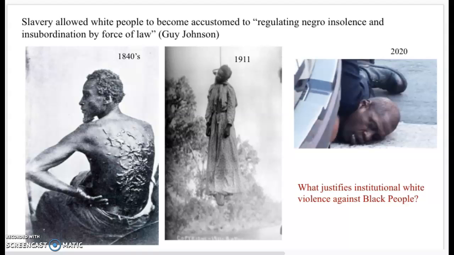The types of things that could get you lynched in the early 20th century: looking someone in the eye, a black person looking a white person in the eye, not showing the certain amount of respect that was needed. A black man that would bump into a white woman was putting himself at risk.